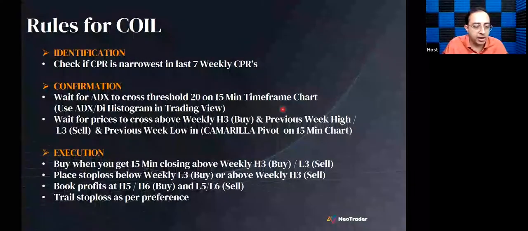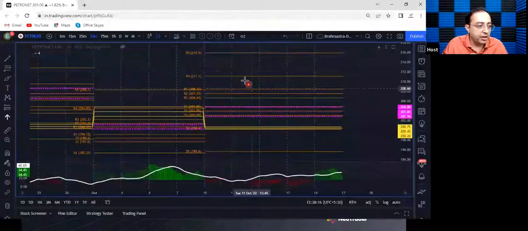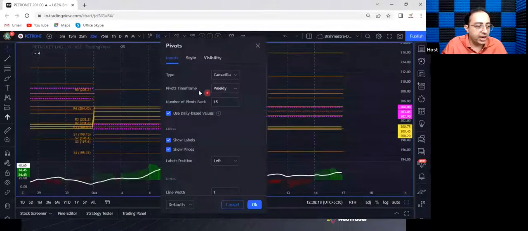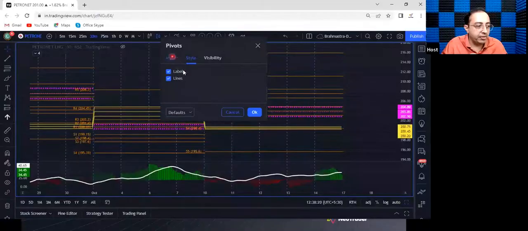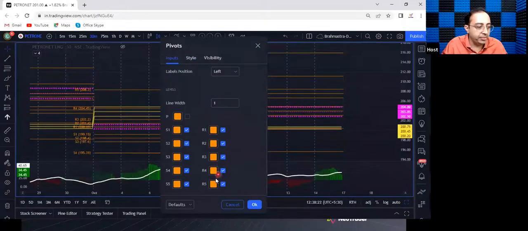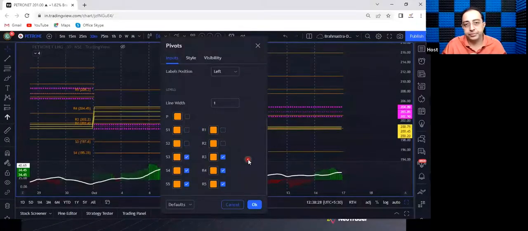So again, I'll bring on the chart here, open the chart in the Camarilla, for example. In the Camarilla, remove your S1, S2, R1, R2. We don't need it. Can you all do that and confirm? Just write done on the chat. Just remove S1, S2. We don't need this.